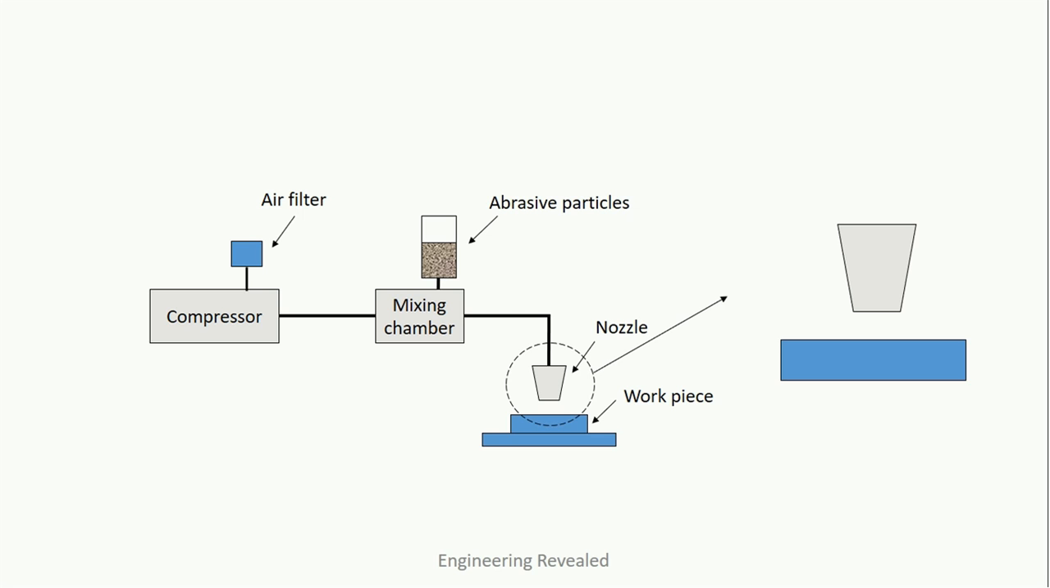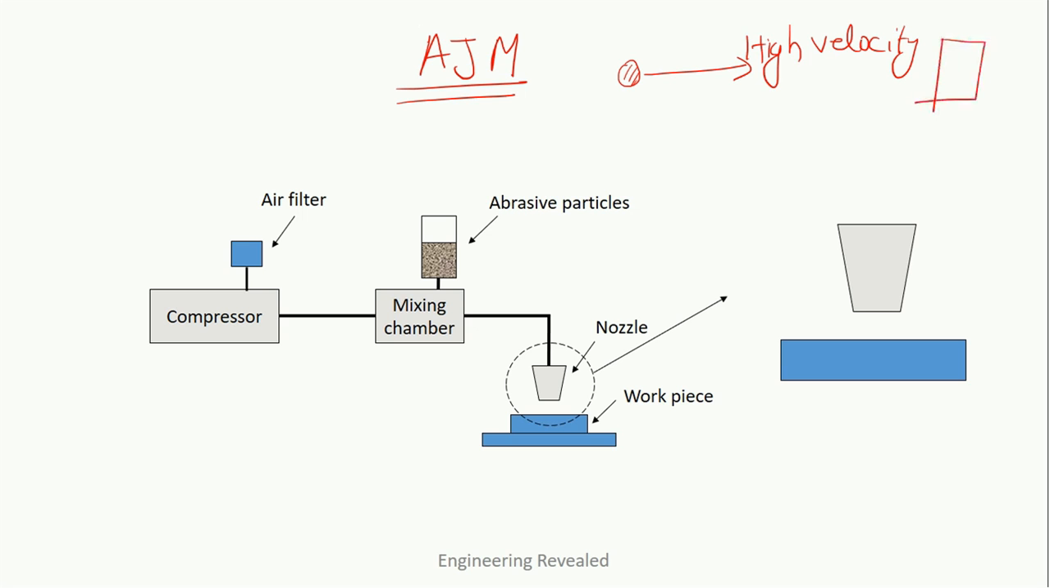Here in abrasive jet machining, this works on the principle described earlier. Here small abrasive particles are thrown at a high velocity. When they strike the workpiece, it causes damage to the workpiece. So this is a simple schematic of the abrasive jet machining process.